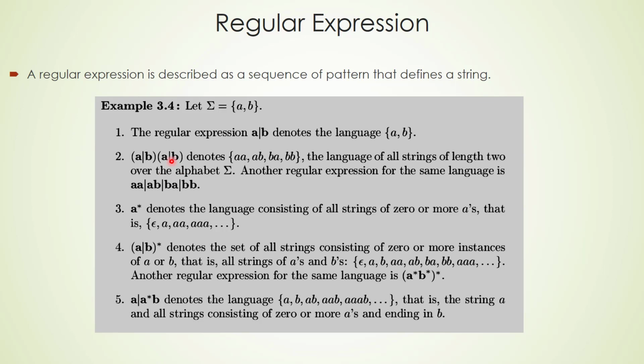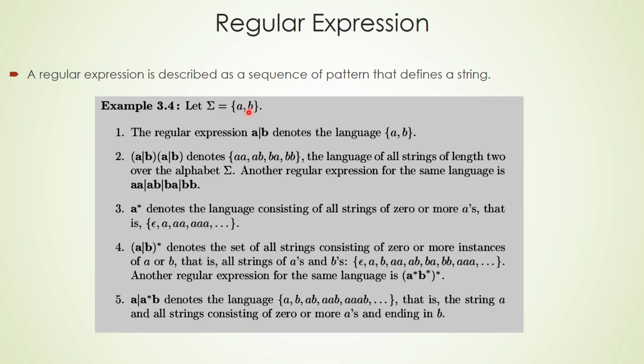These two are equivalent. Then A star denotes the language consisting of all strings of zero or more A's, that is epsilon, A, AA, any number of A's. (A or B) star denotes the set of all strings consisting of zero or more instances of A or B, that is all strings of A's and B's. For example, epsilon, A, B, AA, AB, BA, BB, AAA. That means any combination of A and B including epsilon. Another regular expression for the same language is (A star B star) star.